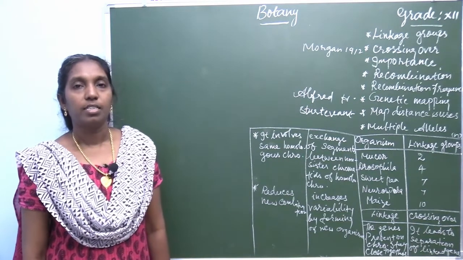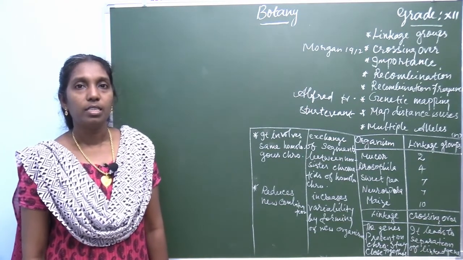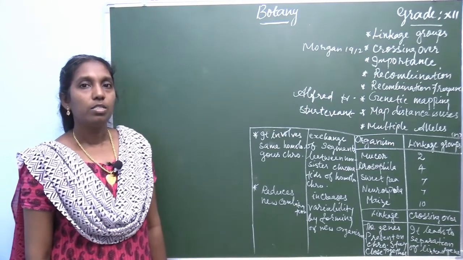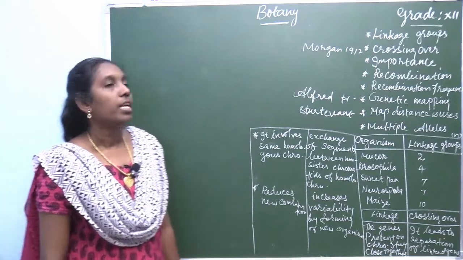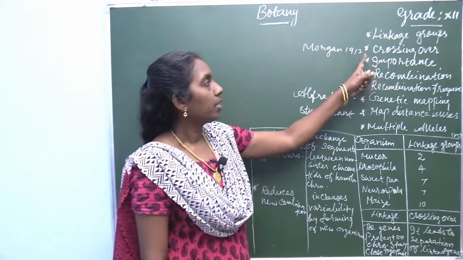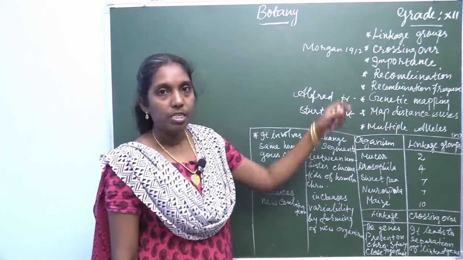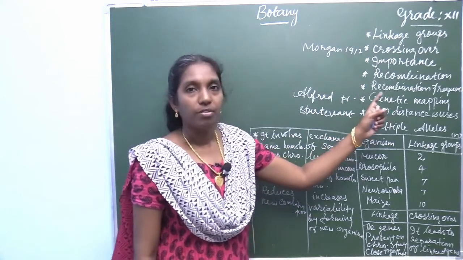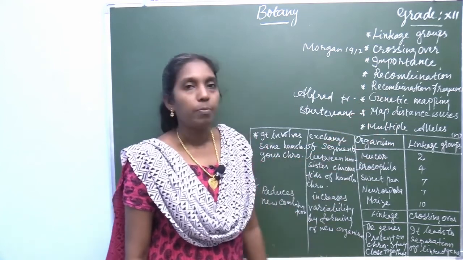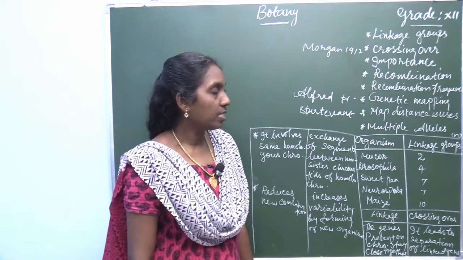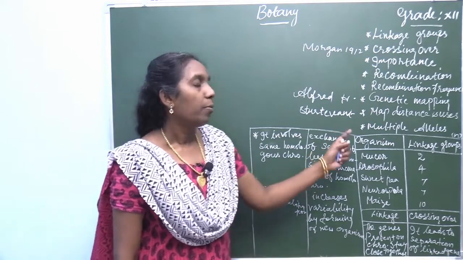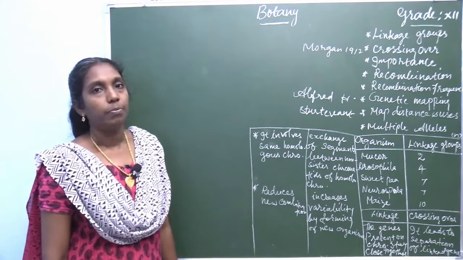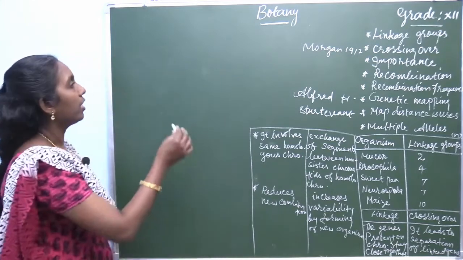Welcome to botany class. Previously, you learned the process of linkage. Let's move on to today's learning objectives: linkage groups, crossing over, importance of crossing over, recombination frequency, genetic mapping, map distance and its uses, and multiple alleles. These are the topics you are going to cover today. Let's start with linkage groups.